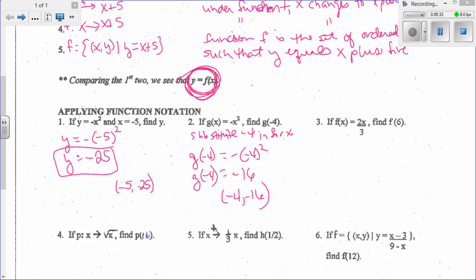If f of x equals 2x over 3, find f of 6. So that means I'm going to take 6 and put it in place of x. So f of 6 is equal to 2 times 6 divided by 3. Well, 2 times 6 is 12, divided by 3 is 4. So f of 6 is equal to 4. If I were to write this as an ordered pair, it would be 6, 4.